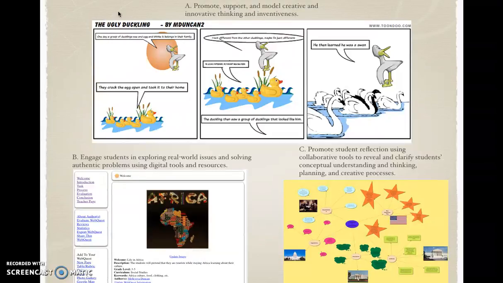students to pretend that they were tourists while visiting another country, learning about their culture. This gives the students an opportunity to explore real-world issues. Standard C. I chose the concept map for Standard C because it is a great tool to use for clarifying students' conceptual understanding and depicting their relationships between facts.